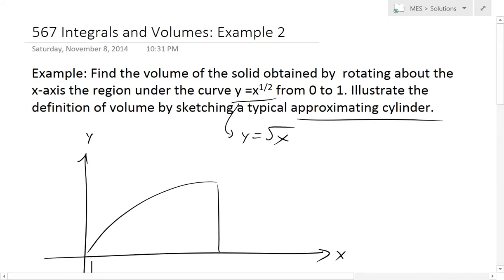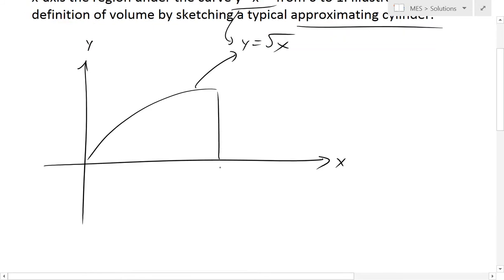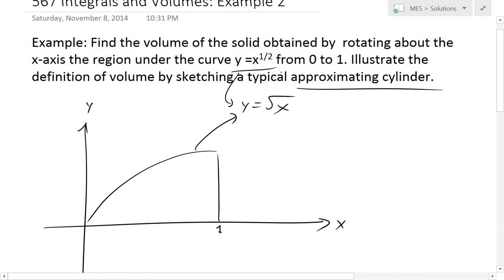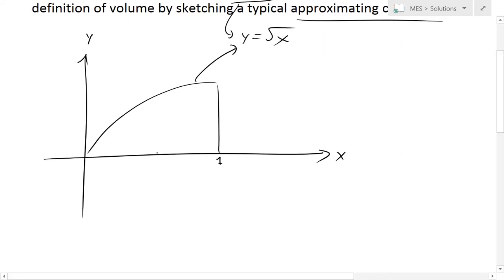So if we were to draw this function, y equals square root of x, it looks something like this, and this is from 0 to 1. The first thing we could do is show the illustration of the volume definition by sketching this. If we were rotating this around the x-axis at this x point, this height right here is square root of x. That's just the y value, and since y equals square root of x, the height is square root of x.